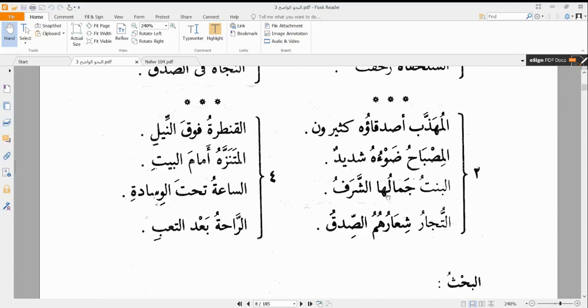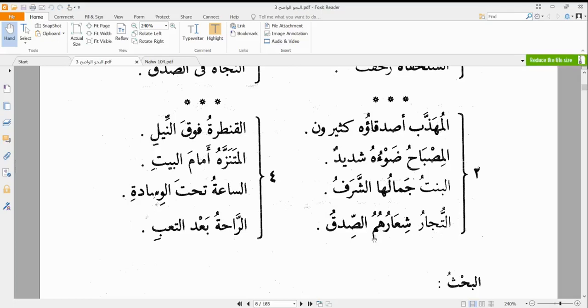Al-bintu jamaluha sharaf. The girl, her beauty is honor. Her beauty is honor or dignity. So jamaluha. We can see we also have a domir here that is pointing us back to al-bintu, and because bintu is feminine, our domir is feminine. We have "her" because this is talking about bintu.